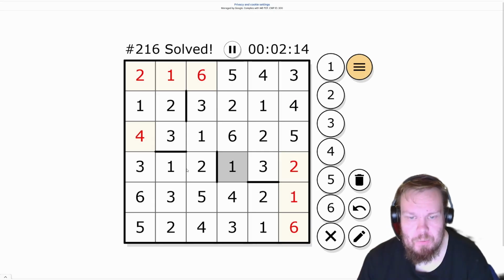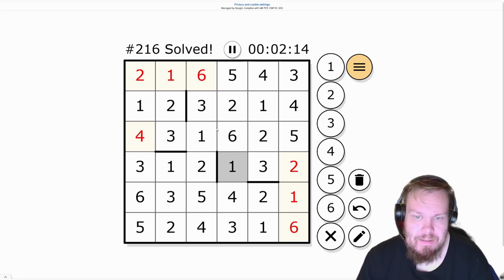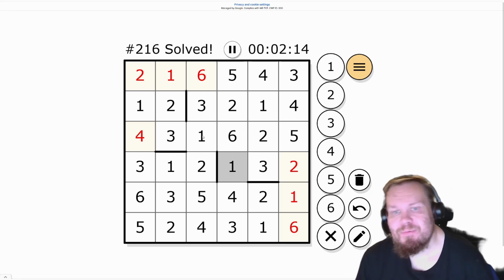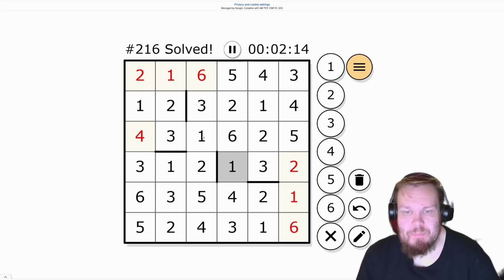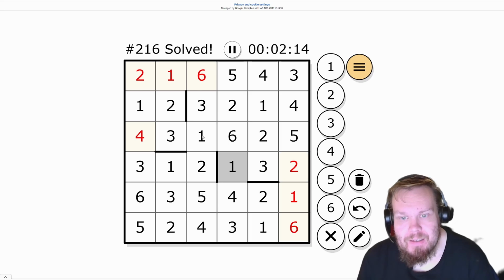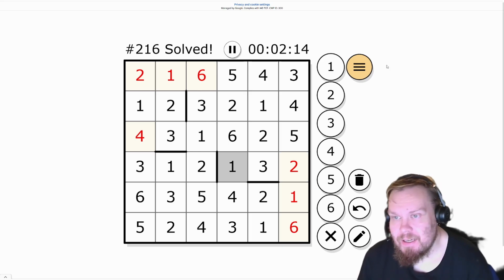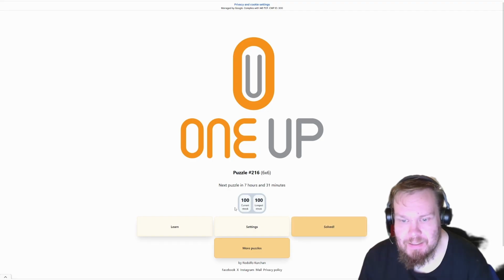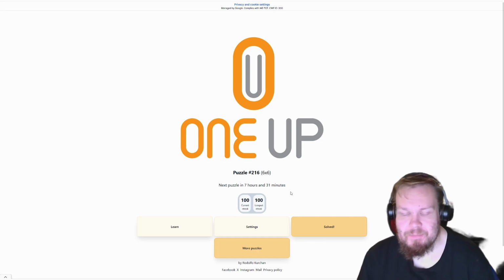That was a fun and quick one. It was nice to do a quick one, as the 6x6s usually are. And that was then hopefully the 100, yes.